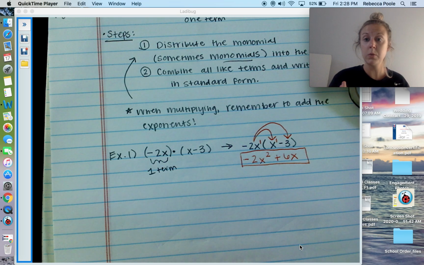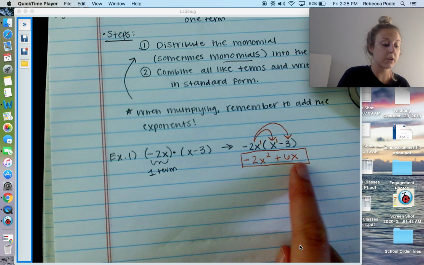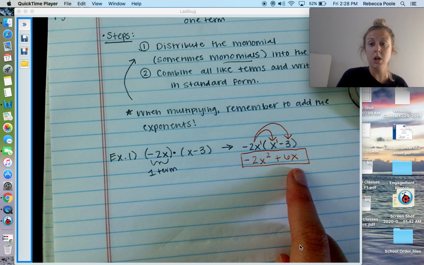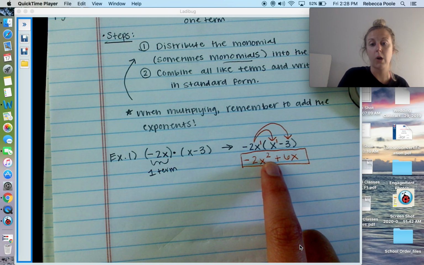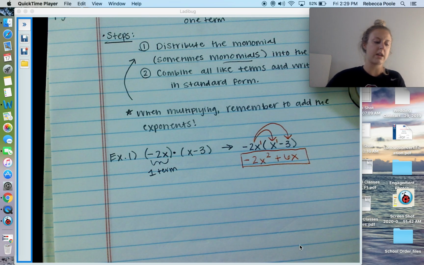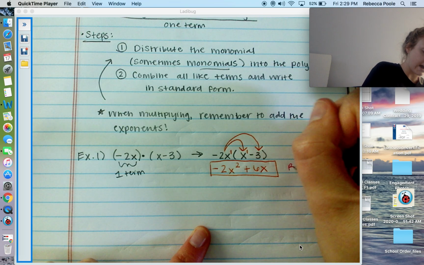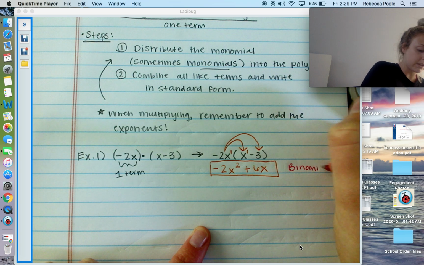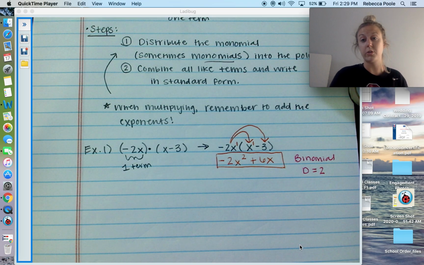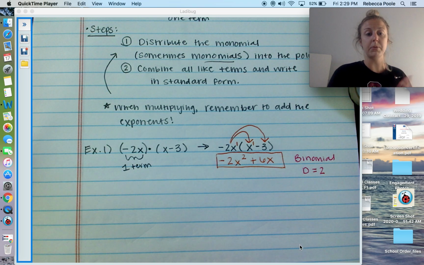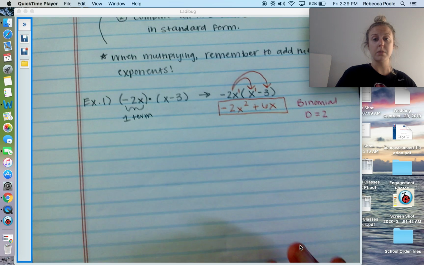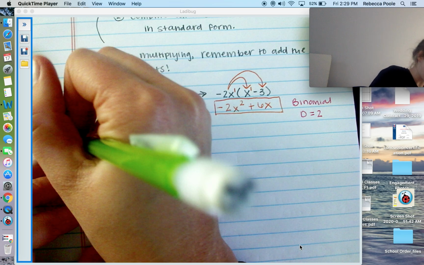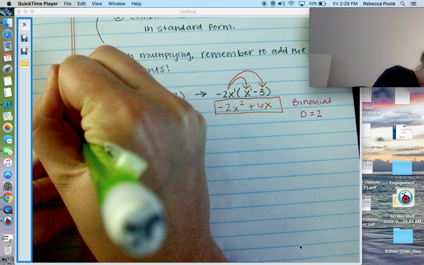Now, if you wanted to practice classifying, there's 2 terms, so this is a binomial, and the degree here, the biggest exponent, would be 2, okay? I am going to do that for the first one just to remind you guys. You definitely better not forget how to classify and state the degree, okay? You need that all the way through Math 4, and it's really easy. It's the simplest thing we'll do this unit. All right, so example 1, I feel like we should be okay. Let's move on to example 2.